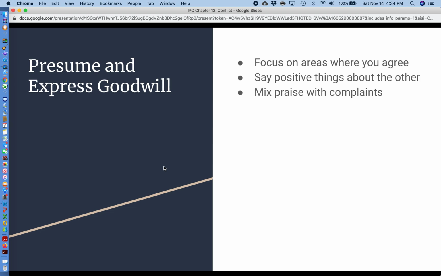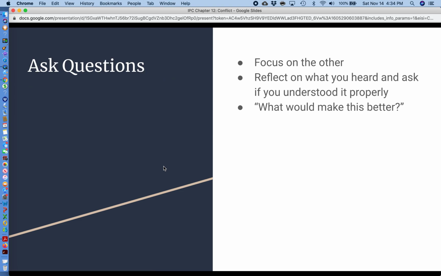So when you can, you want to say positive things about the other person, and mix this praise, these positive things, with whatever complaints you have. You remember the magic ratio, right? You remember that we need to say good things in order for people to really absorb the negative things, and not have those outweigh the positive parts of our messages.